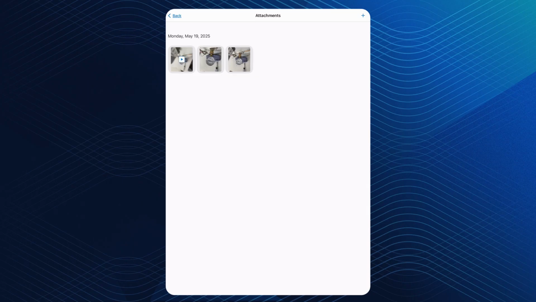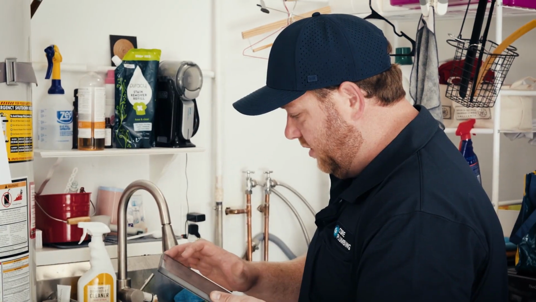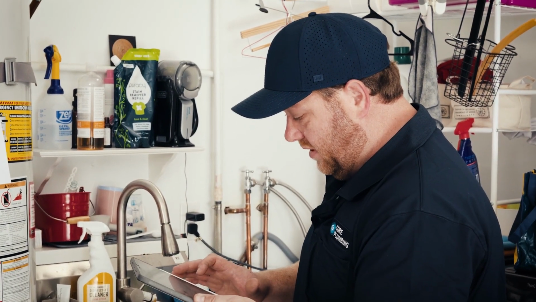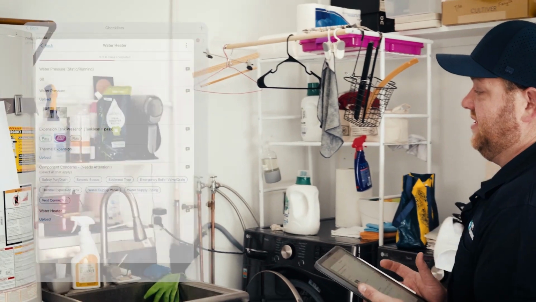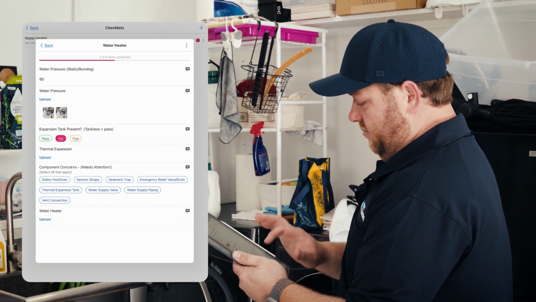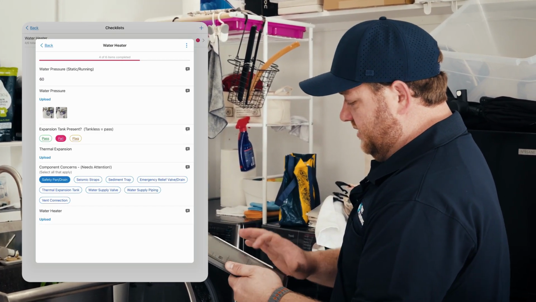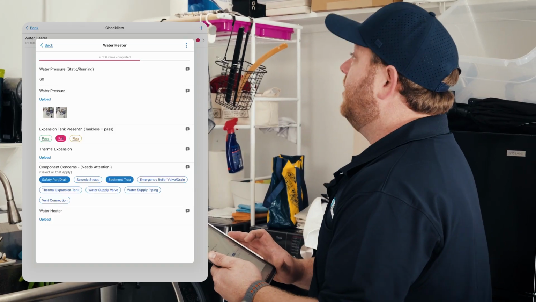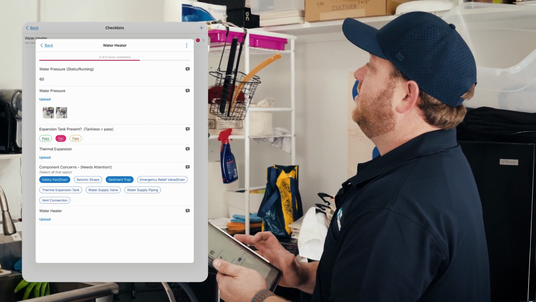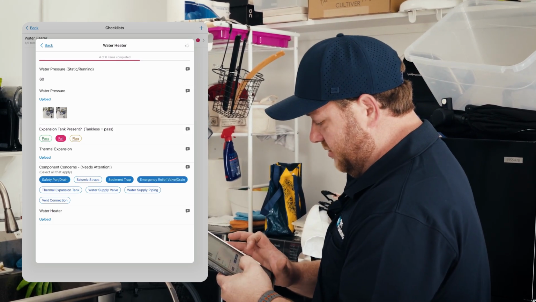Now that I have the video uploaded to the checklist, I can continue through my diagnosis and I can communicate that to the customer. So let's go back here to our checklist. And we're going to identify the different items that need attention with this water heater. Number one, we have a safety pan drain that's missing. Seismic straps are okay. Sediment trap is incorrect. Emergency relief valve is present, but the drain line is going uphill. Drains don't go uphill, so we need to correct that.